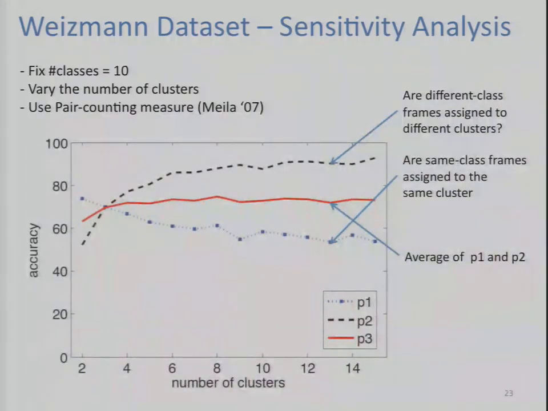And the blue curve here is the opposite. Basically, if two frames belong to the same class, they should belong to the same cluster. Or vice versa, right? The same cluster. Because the number of clusters is different than the number of classes, it's only if they're in the same cluster, they're in the same class.